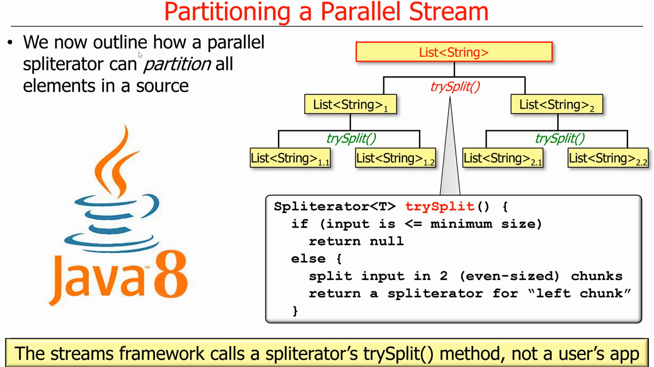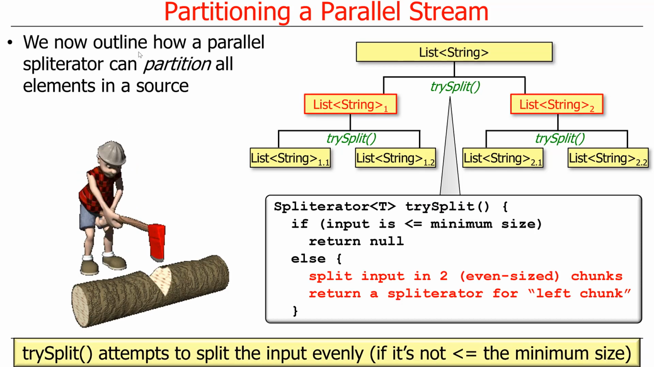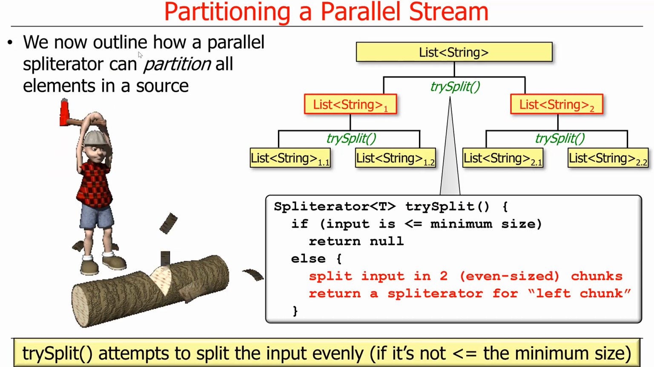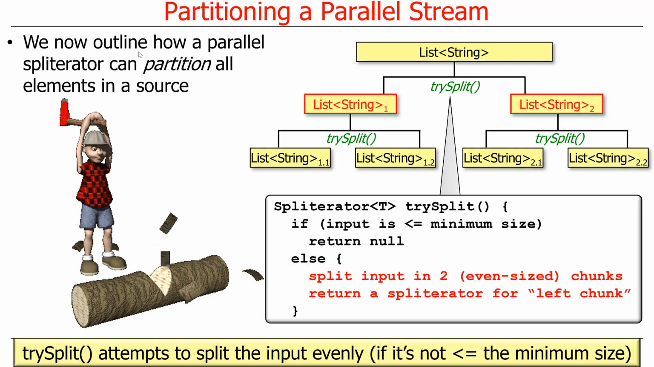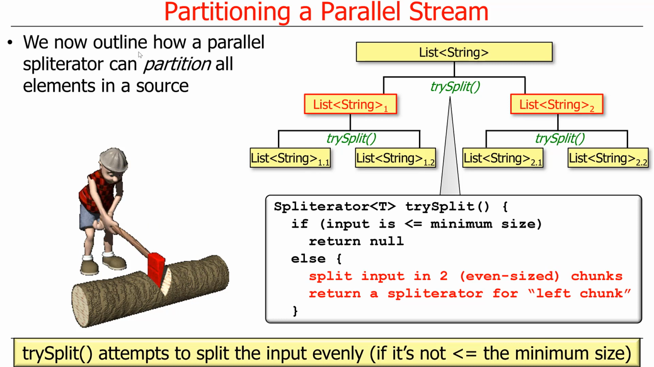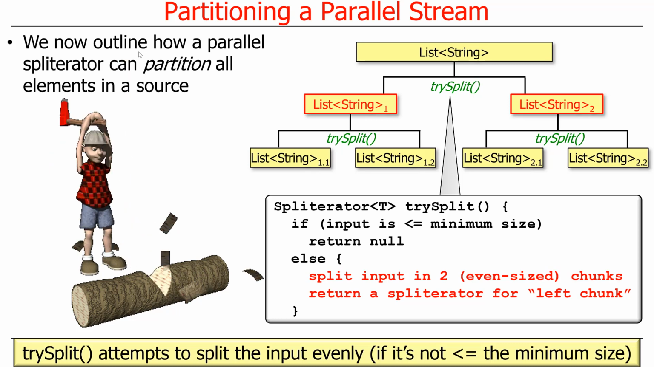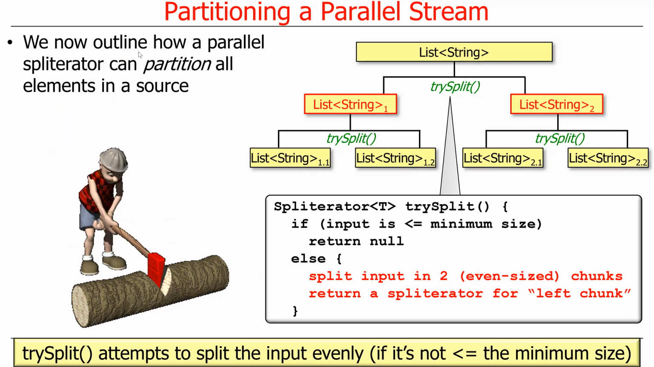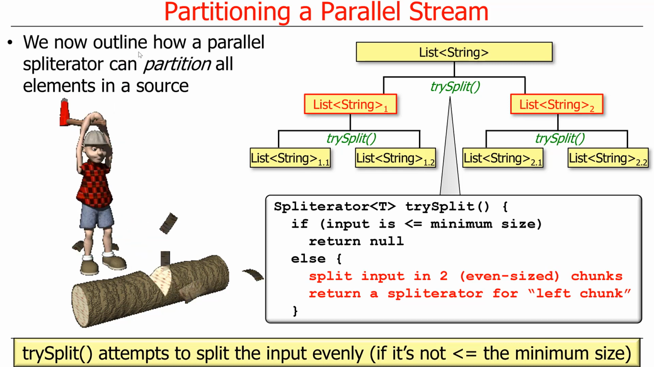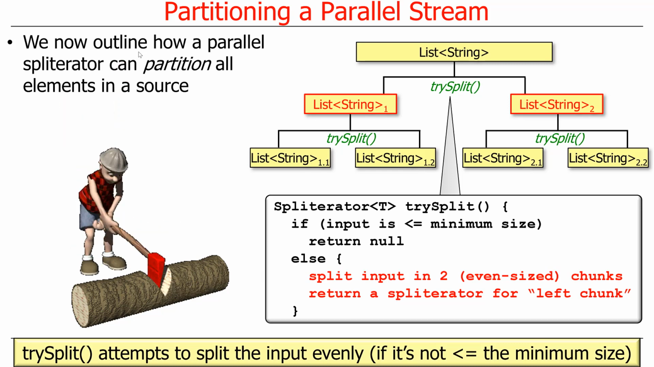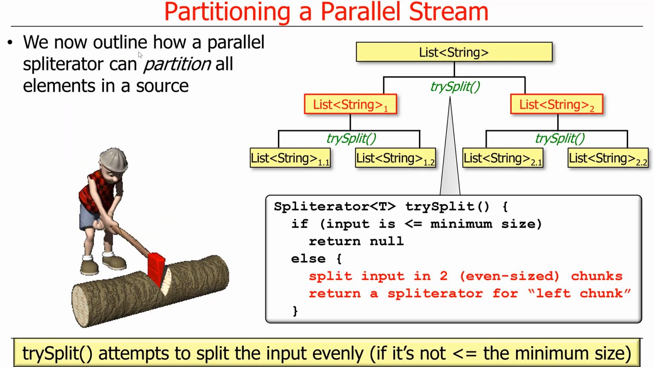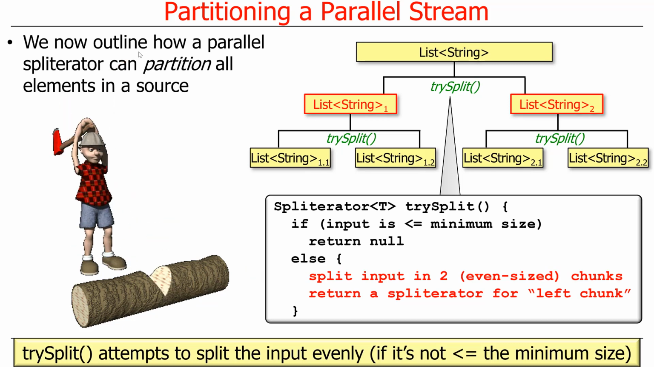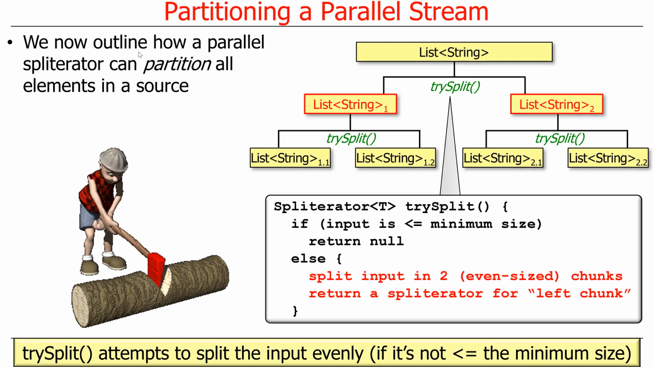So try-split is the hook method defined on spliterator that you typically implement. Its purpose, if you do it well, is to try to split things in half. As you can see here, if you're not at the minimum size, we'll talk about the minimum size in a second, you want to split the input into two hopefully evenly sized chunks, and then you update this object to hold the right-hand side of the split, and then you return a new spliterator for the left-hand side of the split.